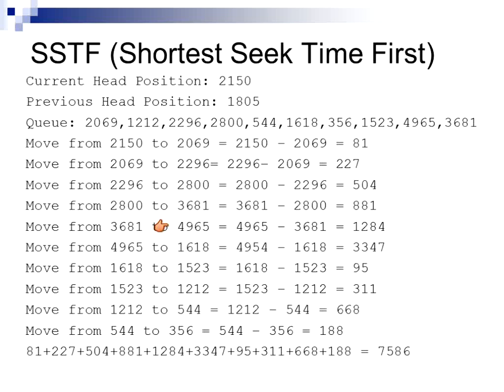After 3681, it would move to 4965. After it gets to 4965, it has to go all the way back to 1618, then to 1523, then to 1212, then to 544, then to 365. And so I did the calculations for all of these, added up the numbers, and I came up with 7,586 tracks. That's how far the head would move back and forth.